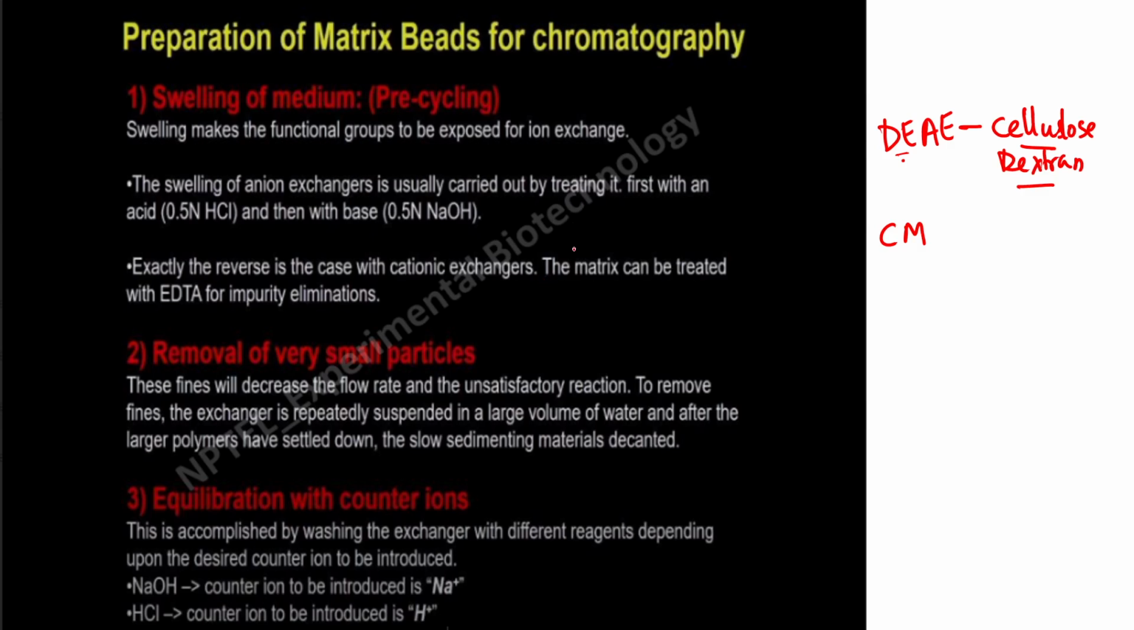Then once the swelling has been done, let's say I took 1 gram of this powder. So 1 gram can swell up to 2-3 ml of beads based on the swelling capacity. So 1 gram can go up to 5 ml also. So that would be your column volume.